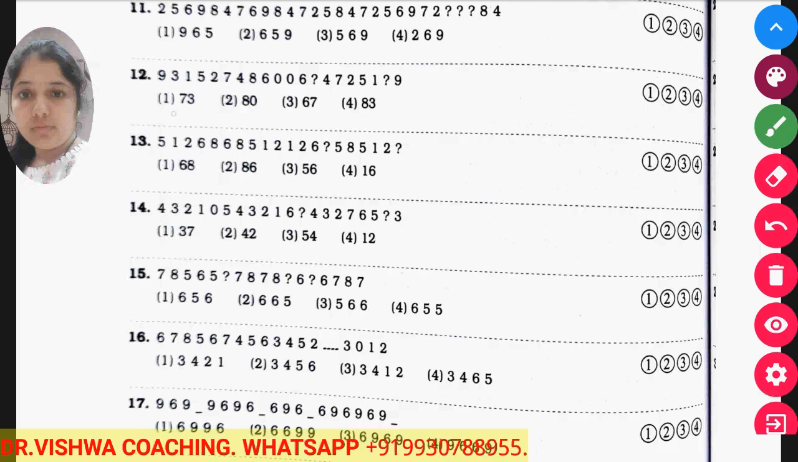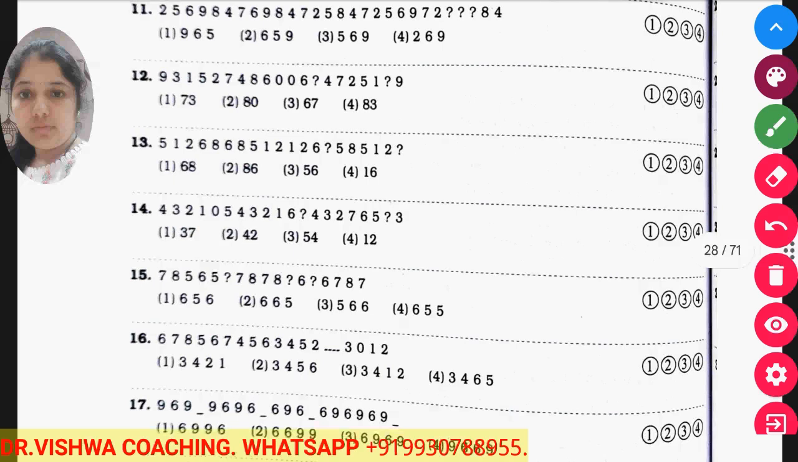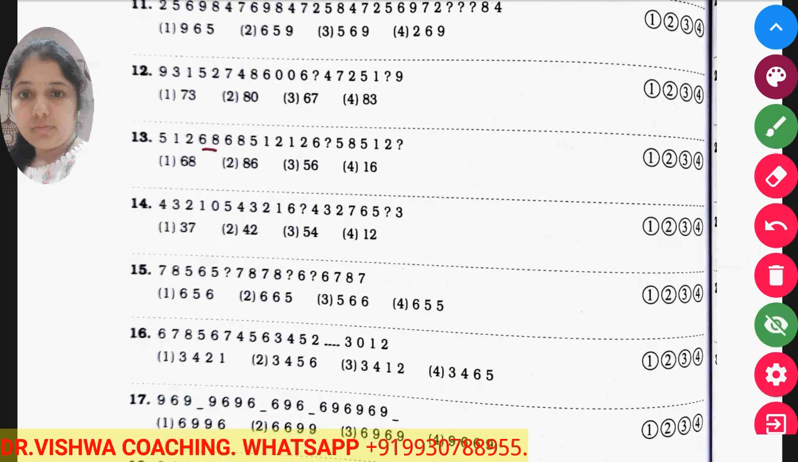Here also the group is of 5, 1, 2, 6, 8. Okay, this group of 5 is there. Look at the group carefully: 5, 1, 2, 6, 8, then 6, 8, 5, 1, 2, then 1, 2, 6, 5, 8, and then 5, 1, 2, 6, 8. So this is the group of 5 numbers, and here again the numbers' positions are replaced.